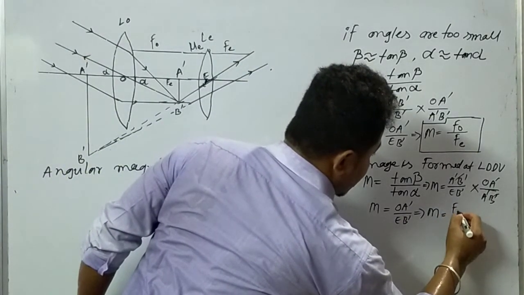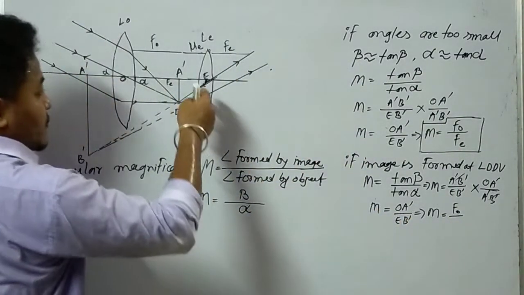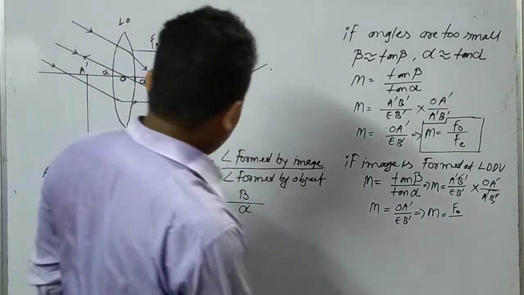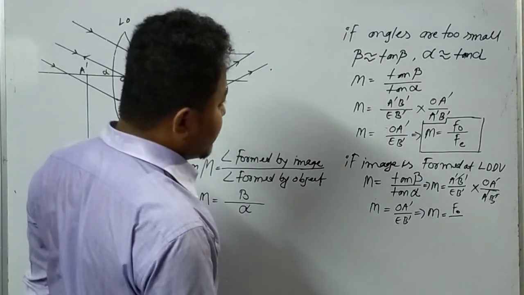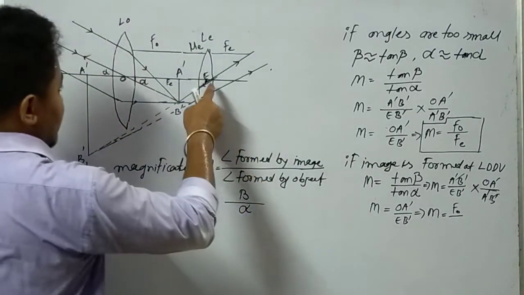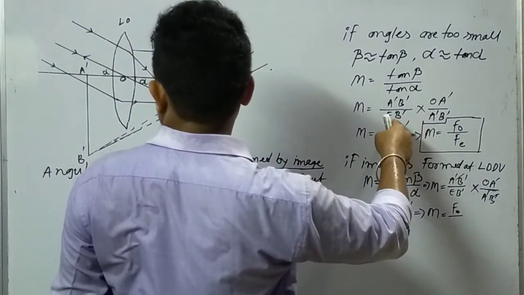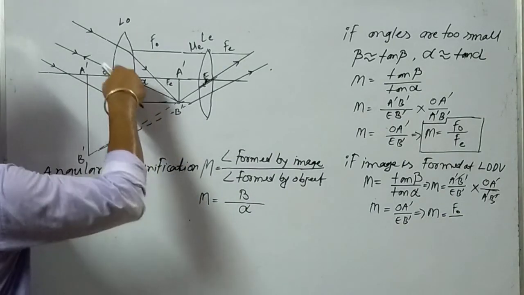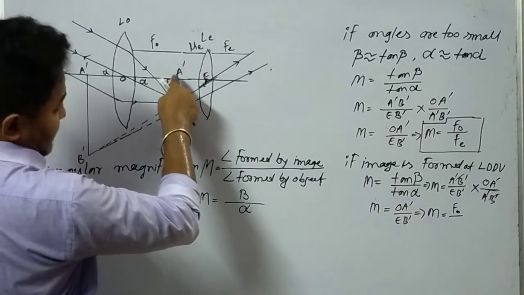OA dash is FO, and EB dash, once you change this position, that is not EB dash, it is EB or EA. You have written something different, it is EA dash. Okay, so it is not EB dash. What EB dash you have got here? Tan, it is in this tan beta. This is tan beta, A dash B dash upon EA dash.